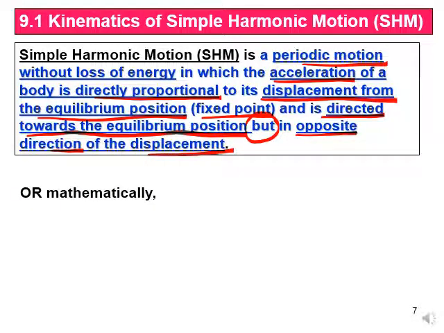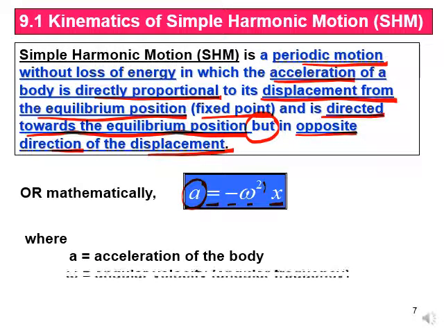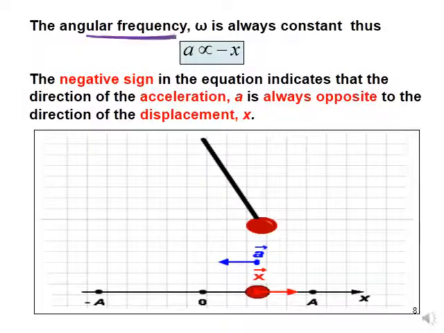Mathematically, we can write a is equal to negative omega squared x, where a is acceleration of the body, omega is an angular velocity or angular frequency, x is the displacement from the equilibrium position. The angular frequency omega is always constant. Thus, a is directly proportional to negative x.